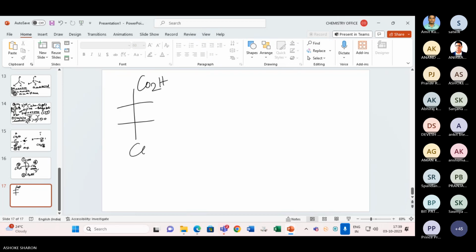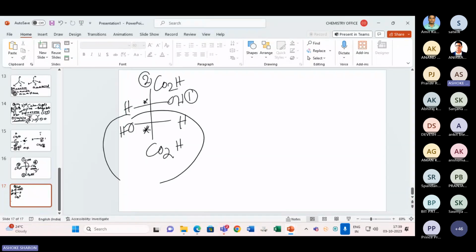CO2H, H, OH, OH, H. Okay, so this is the connectivity of this chiral center, which has 4 different substituents: OH, CO2H, and so on. This center is also different. Now if I give the numbering of this particular center, again OH gets the first priority, then the acid group the second priority, and this group will get priority number 3, and this group will be 4.